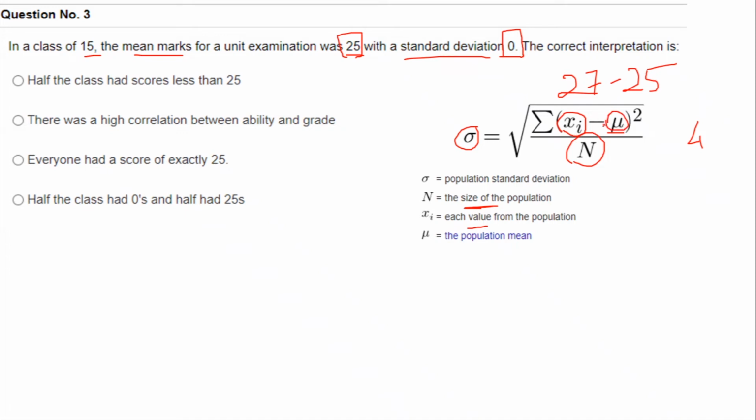Only then we will get 0, and 0 square is 0, and if you divide 0 by a number, you will get 0. Okay, so that means the mean and the marks of each student should be same. That is, we can see the option number 3 here. Everyone had a score of exactly 25. Only then the standard deviation can become 0. Let's move ahead. Question number 4.